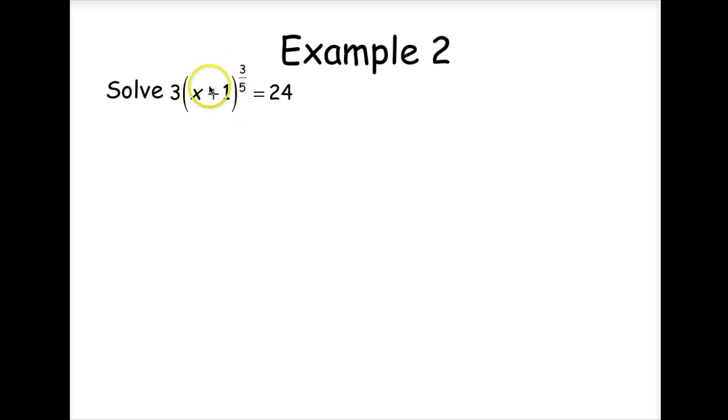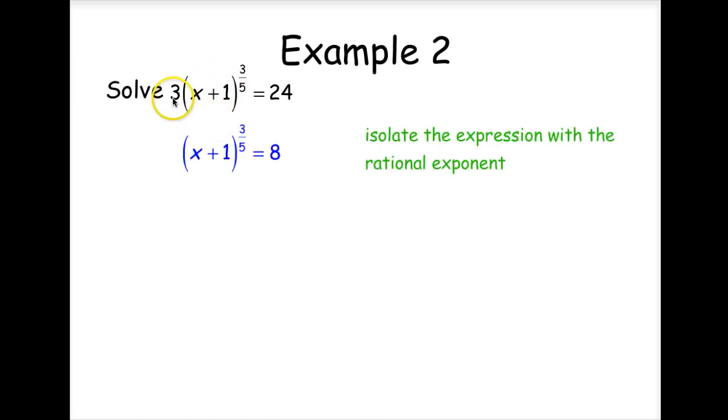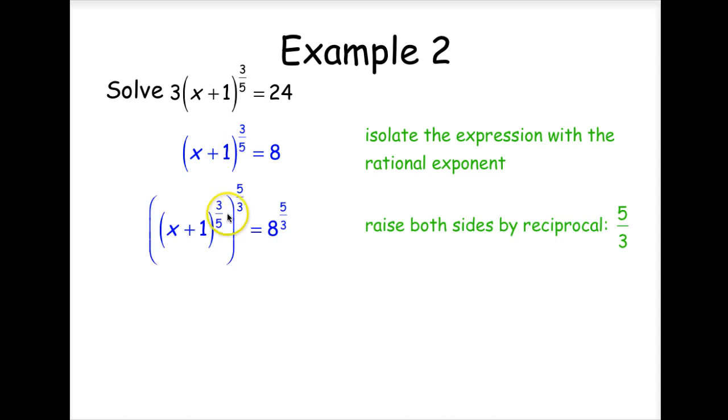Okay, again, we need to isolate this expression by dividing both sides by 3. Now we multiply both sides by the reciprocal of 3/5. So the cube root of 8 is 2, and 2 to the 5th is 32. Subtract 1 from both sides, x is equal to 31. So notice both of these are odd, so our answer is just whatever our rational expression is.